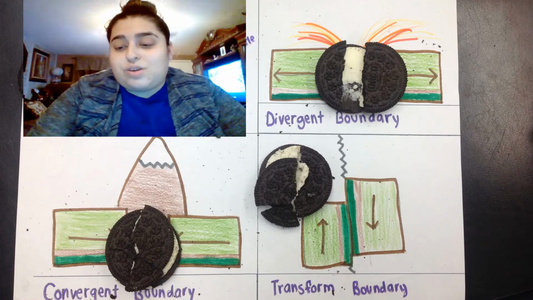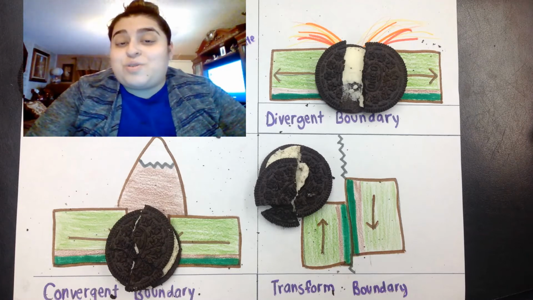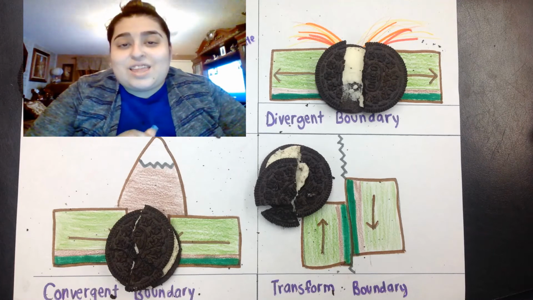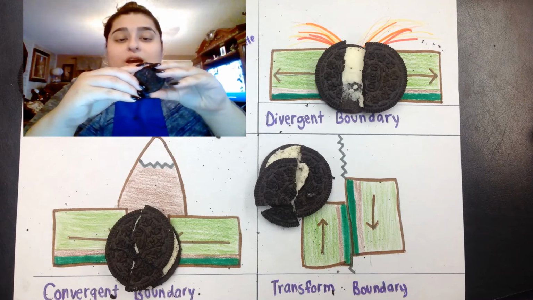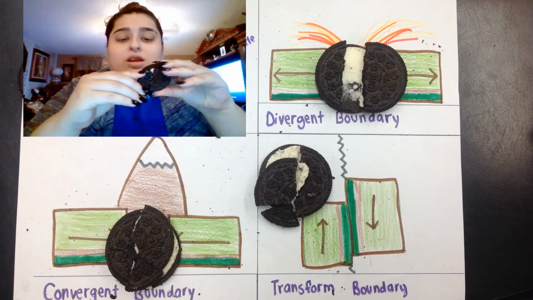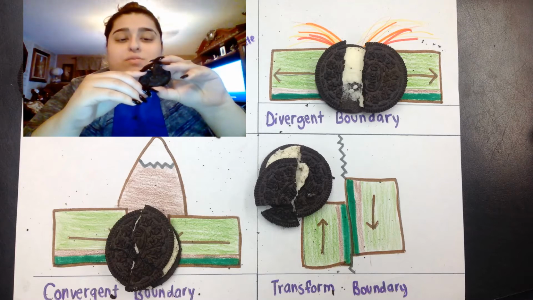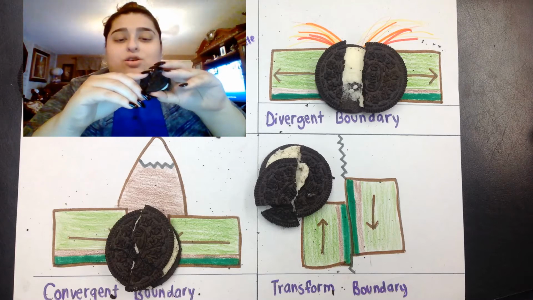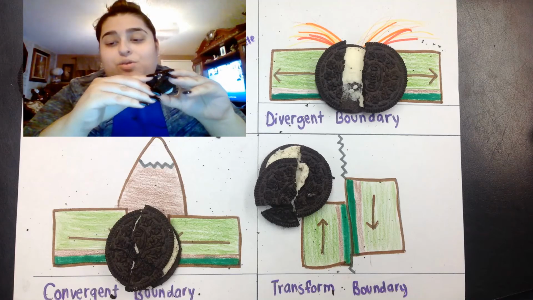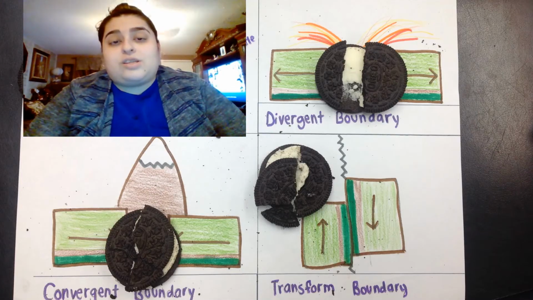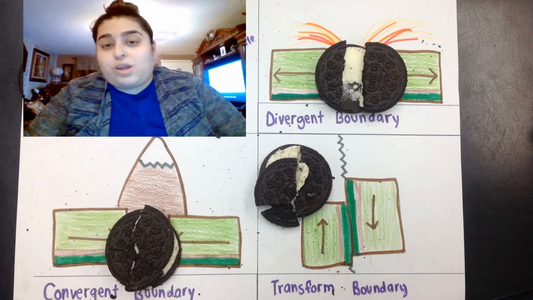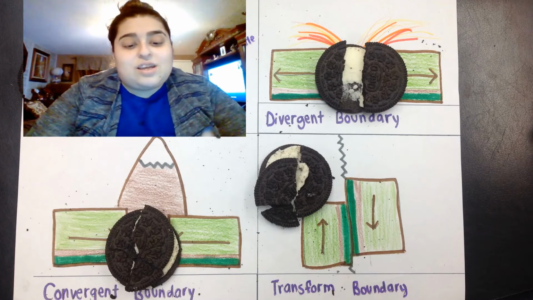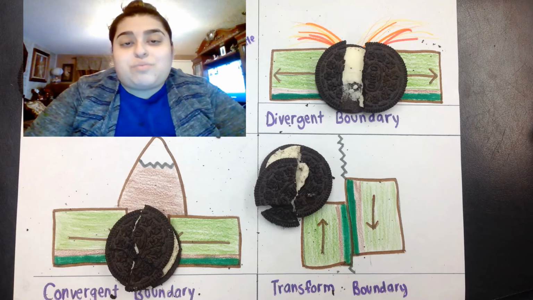Then our last boundary is the transform boundary, the one we just talked about today. This one is just where the two plates slide against each other. So they're sliding, sliding. This one's coming up a little bit, it's sliding. So it's just moving up or down. And that is all that this is, just how it is in my picture right here. Take a look, guys. And that is exactly how each of these boundaries works.